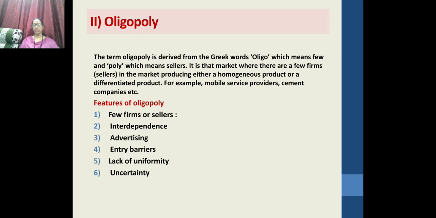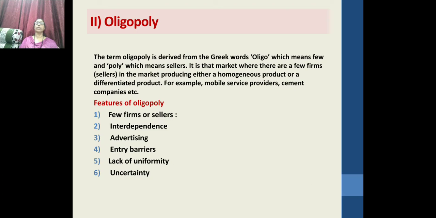Since there are few sellers in the market, if any firm makes the changes in the price, all other firms or industries are forced to change the price. Why are they forced to change the price? Because if one firm changes, the consumers will run to that firm itself. To avoid this, they have to be very cautious about whether a price change is going on. So there is interdependence. Each person depends on each other.